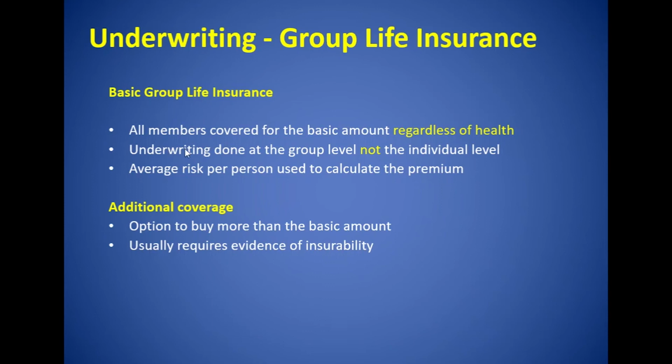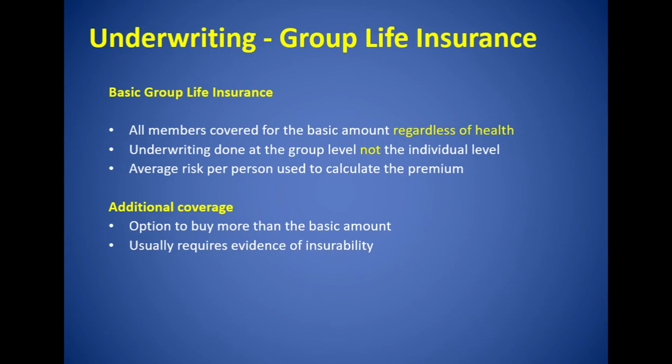But, fundamentally, group life insurance underwriting is actually done at the group level. So they look at the entire characteristics and risk profile of the entire group. They don't look at individual members of the group. They look at the entire group, and they make an assessment about the risk profile of that group.